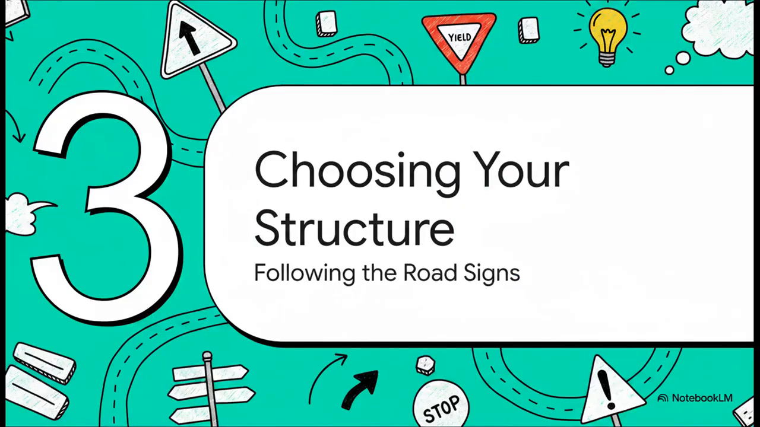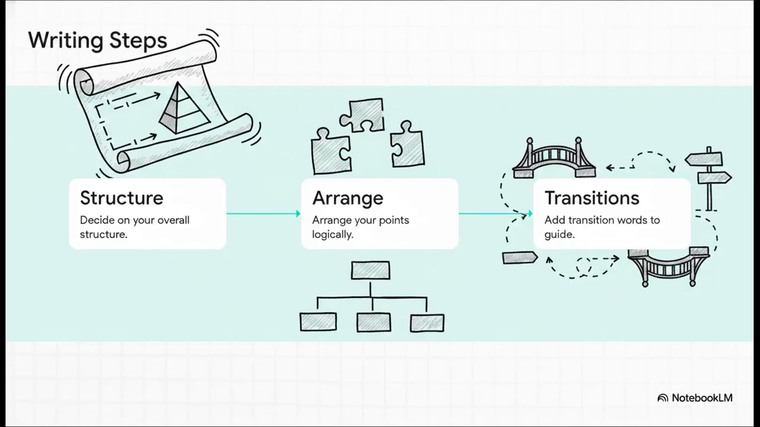Which brings us to Section 3, Choosing Your Writing Structure. This is all about following the road signs. Think of this part as your practical writing toolbox. Whenever you sit down to write, you're going to follow these 3 exact steps. Step 1. Decide on your overall structure. Now, this could be chronological order, problem and solution, compare and contrast, or maybe cause and effect. Whatever it is, you need a beginning, a middle, and an end.